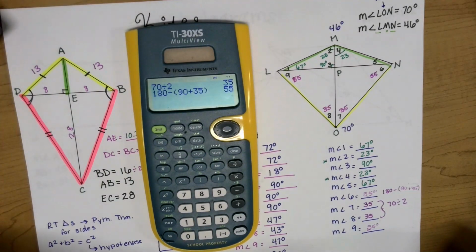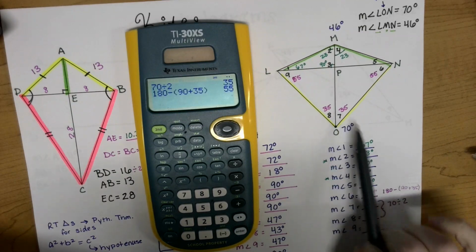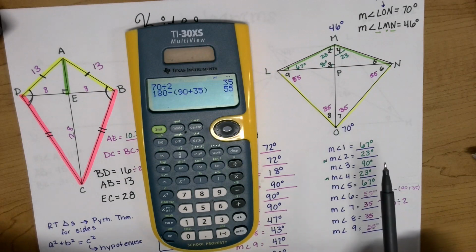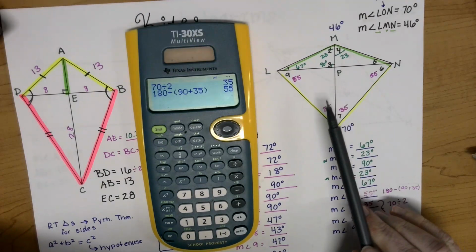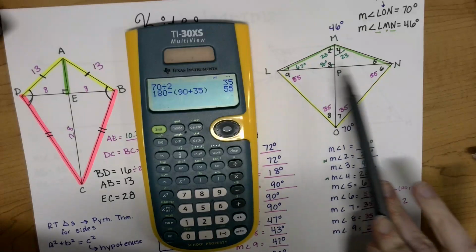Okay, here's my answers. I got 35 degrees for 7 and 8 because you cut 70 in half to get these. And then you do 35 plus 90 and subtract it from 180 to get 55 for 6 and 9.